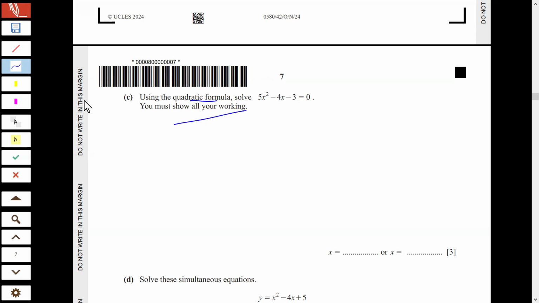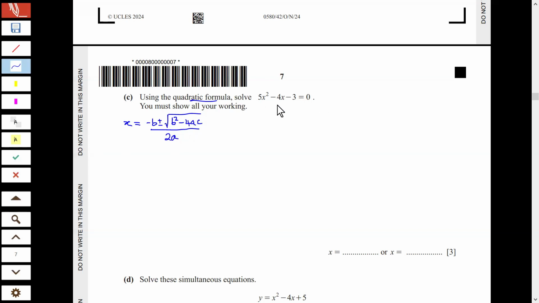So first, what's the quadratic formula? We have to write the quadratic formula. And the quadratic formula, of course, is given by x equal to negative b plus or minus the square root of b squared minus 4ac over 2a. So after writing the quadratic formula, you need to now know the values of a, b, and c.